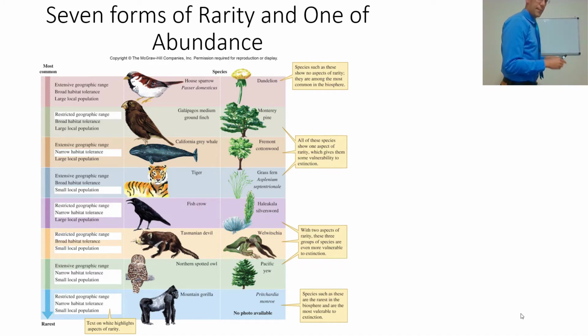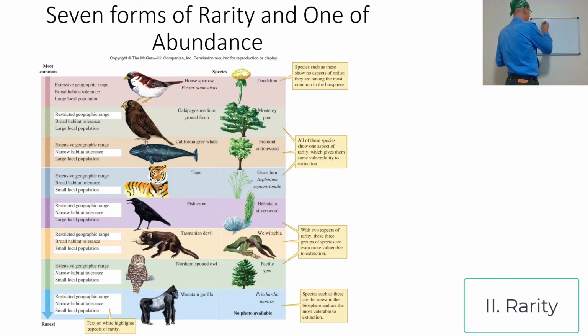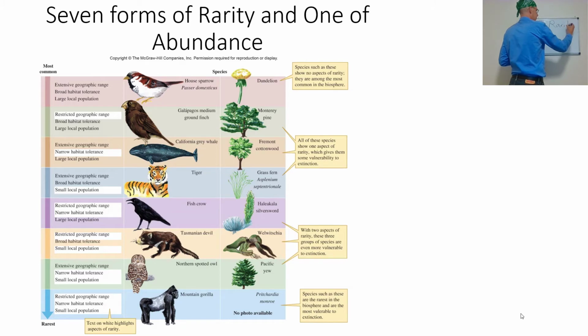Seven forms of rarity sounds difficult until you actually start looking at it. Go for a walk. You can hit pause on this and go for a short walk and just notice what animals and plants you see. Go on, get outside a little bit. Welcome back. Hoping you didn't just stay.